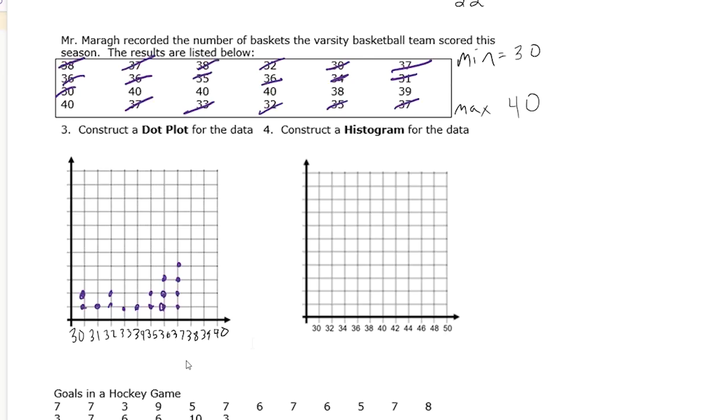38, we got 1, 2, 3. 39, there's 1, and 40, there's 4.